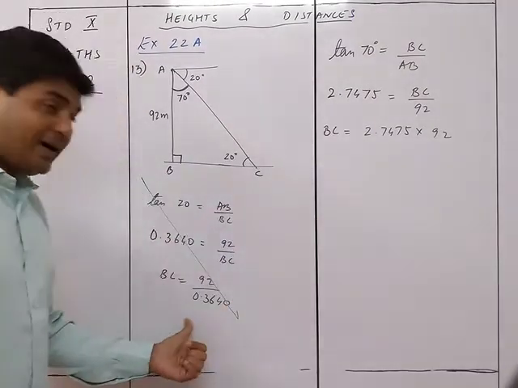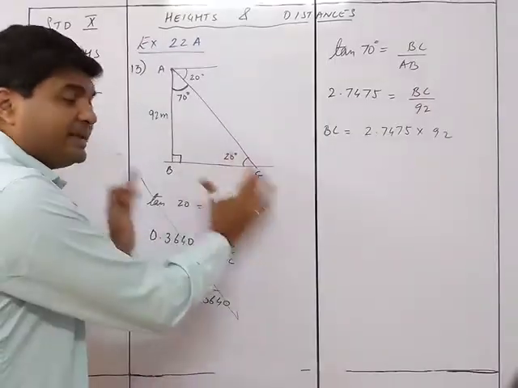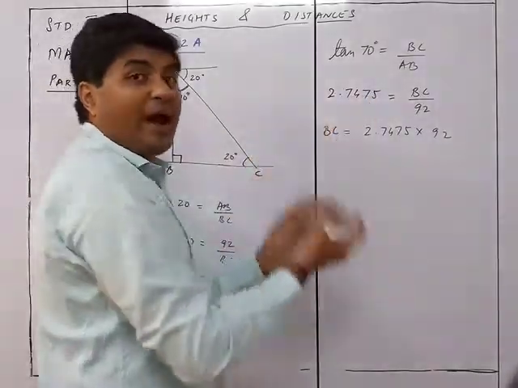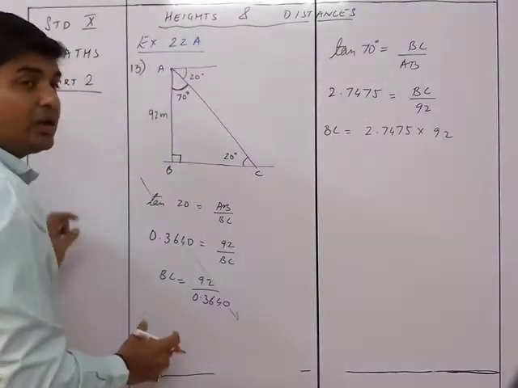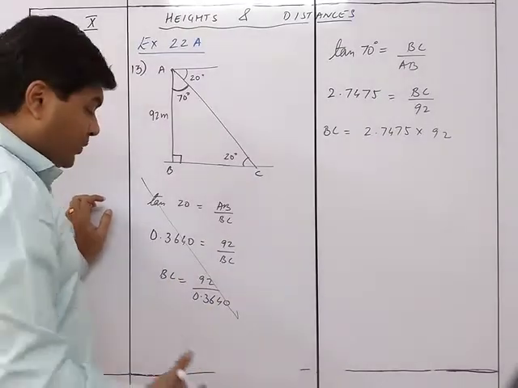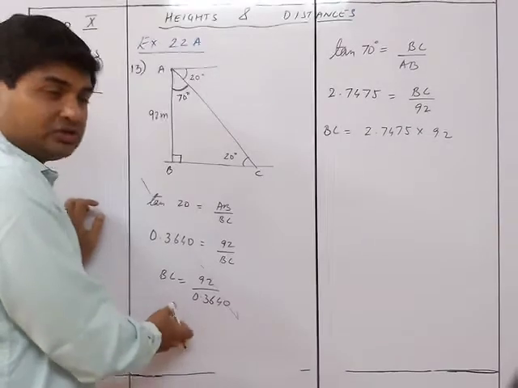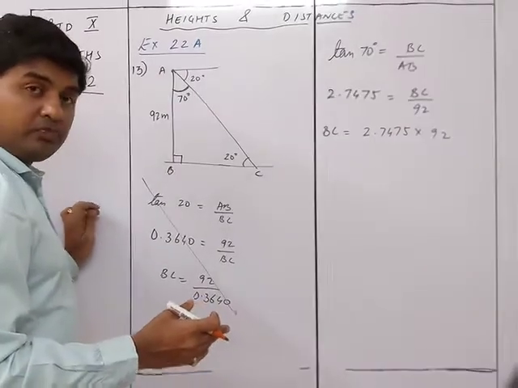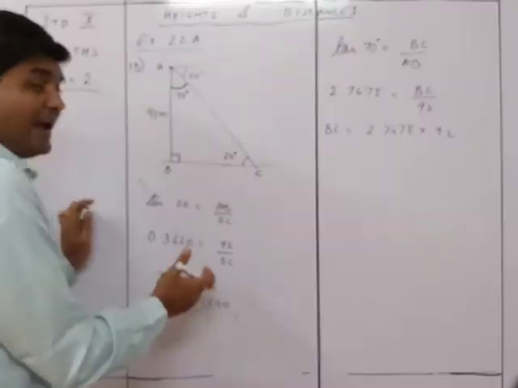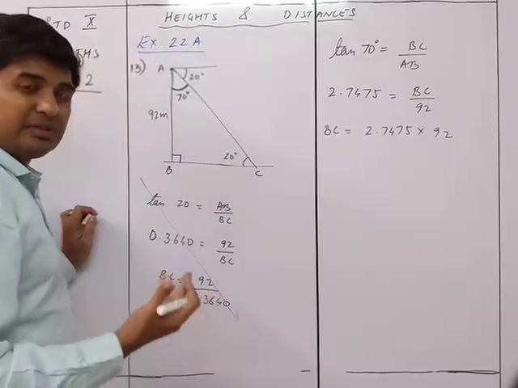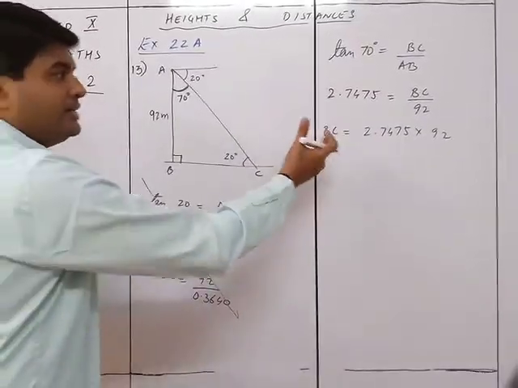Samjha? So here we have converted this thing into this. Why did we do this? Because here the calculation was turning a bit difficult. We didn't want to do such a calculation, 92 divided by 0.364. नहीं, पागलपन हो जाएगा वो. Here it is simple multiplication.